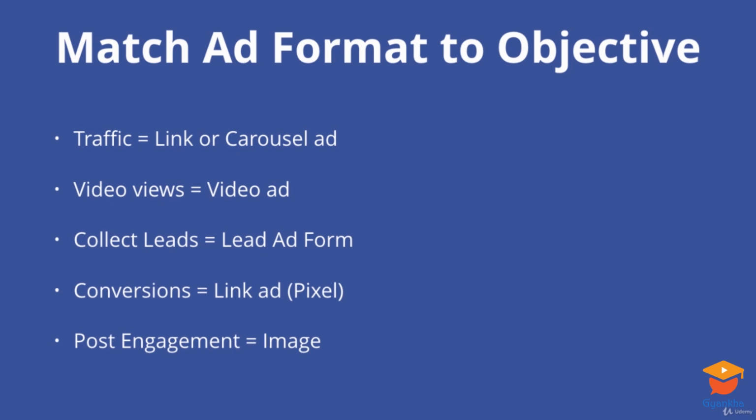If you want to collect leads, use a lead ad and lead ad forms. If you want to get conversions and sales, well, having a link straight there is going to be better than showing people a video, because people are going to click and go directly there instead of staying on Facebook and watching the video. Now, if you want to run conversion ads, remember you have to have that Facebook pixel set up. And if this isn't making sense to you at all, don't worry, I will go into a lot more detail later on. Finally, if you want people to engage with a Facebook post, you might be promoting a competition or something like that. Usually just a simple image is going to be the best.